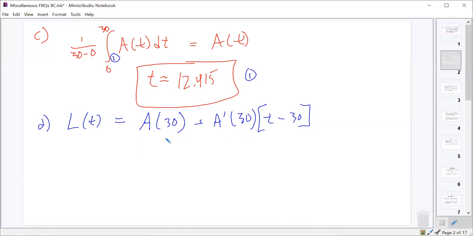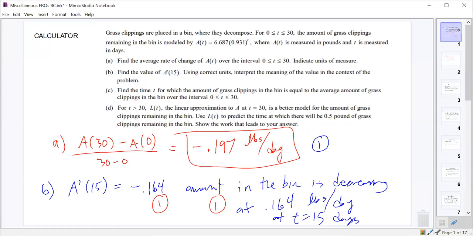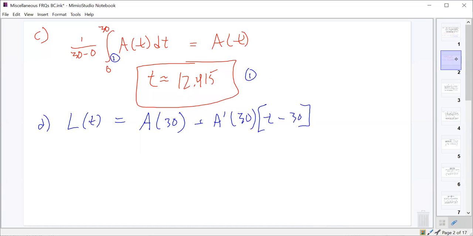Did we already find A of 30 and A prime of 30 up here? I don't think we did. No, we didn't do any of those problems. So you'll find what A of 30 is, and you'll find what A prime of 30 is. And you'll set this whole thing equal to 1/2, 0.5, and then you'll just solve it.